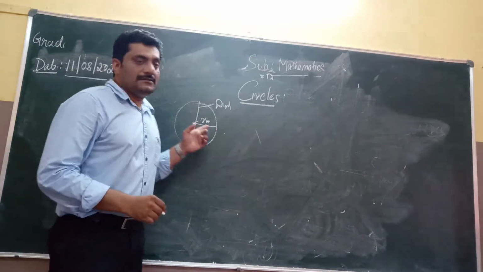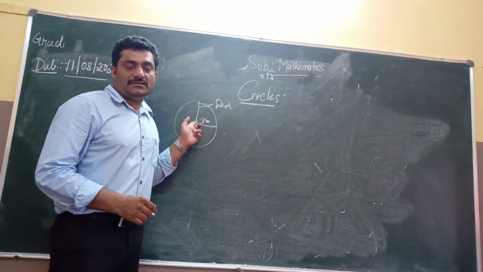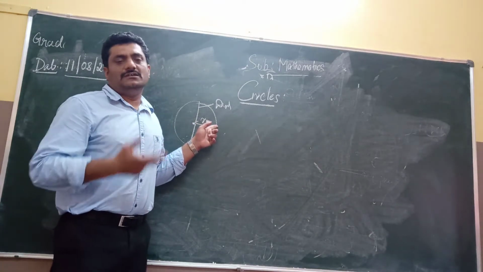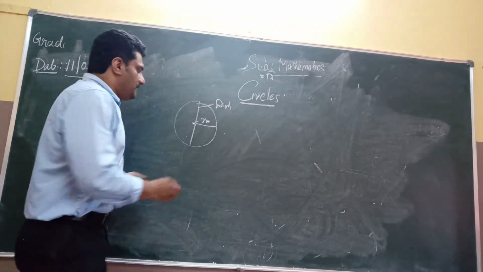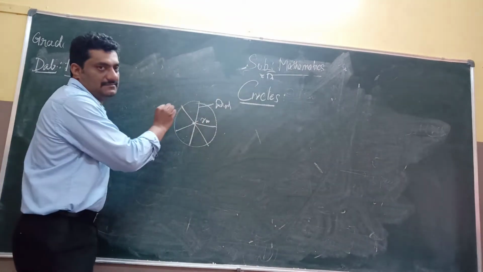Radius is nothing but a line which starts from the center of the circle to the circumference of the circle, or to any edge of the circle. I can tell you this is radius, this is radius, this is radius, this is radius.